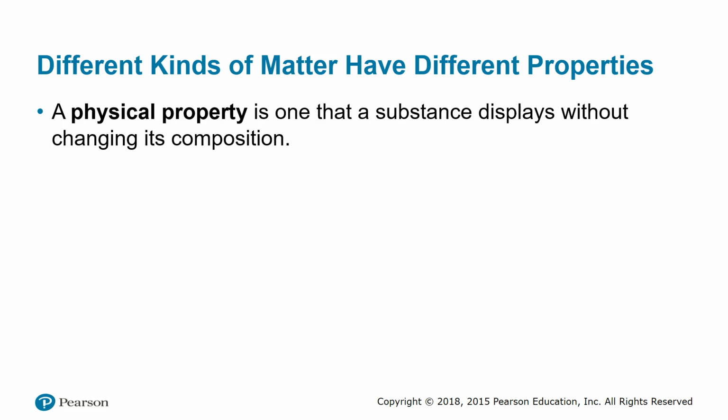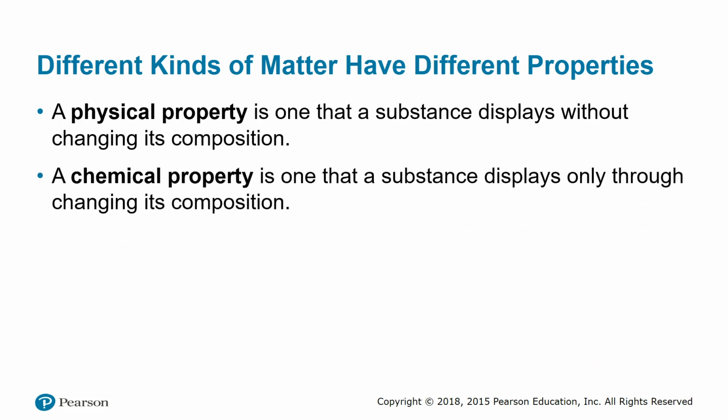We can take the mass of it. We can take the volume of it. We can take the density of it. All of those things we can do without changing it. A chemical property is one that a substance displays through changing it. So, a chemical property of our desk may be that it's flammable. But the only way that I can demonstrate that property of it is by setting it on fire and proving that it burns. All right.